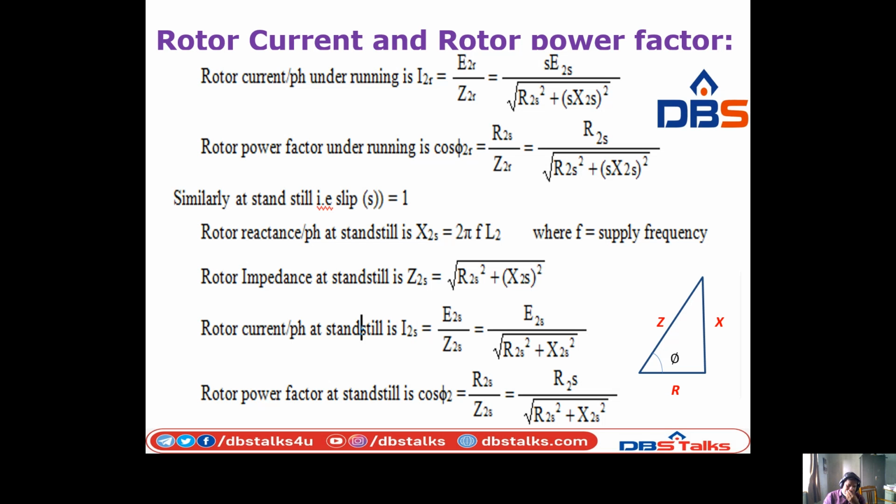Suppose at standstill S is equal to 1. So X2S is equal to 2 pi f L2. Z2S is equal to square root of R2S square plus X2S square. Rotor current per phase is E2S by Z2S, that is equal to E2S by square root of R2S square plus X2S square. Power factor is nothing but R by Z, that is R2S by square root of R2 square plus X2 square. This is the rotor current and also the rotor power factor.